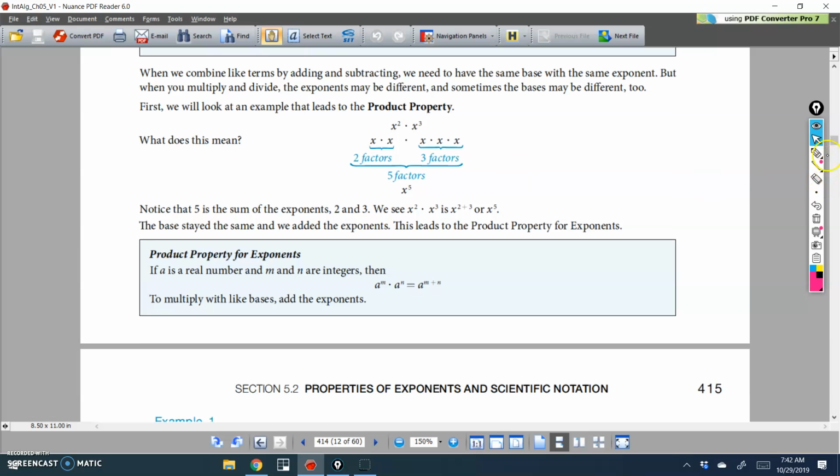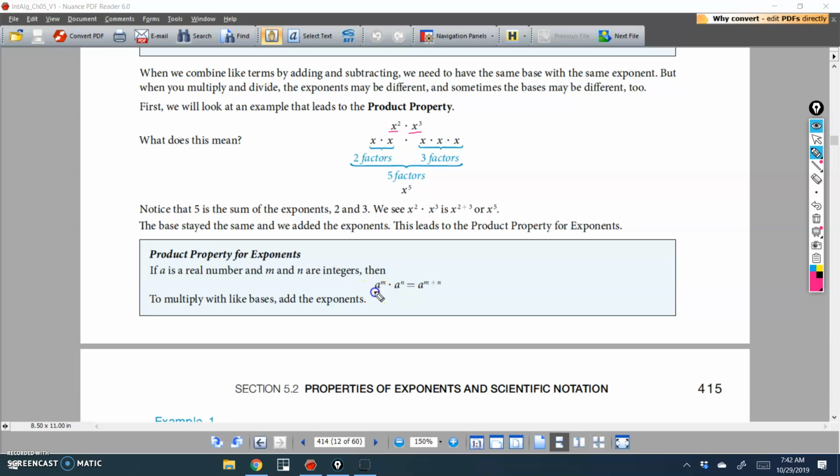Our first property is the product property. What happens if I multiply the same variable together with different exponents? Well, x squared means I have 2 copies of x. X cubed means I have 3 copies of x. They're all being multiplied together, so I get to add them up: 2 factors here, 3 factors here, so 5 factors altogether.